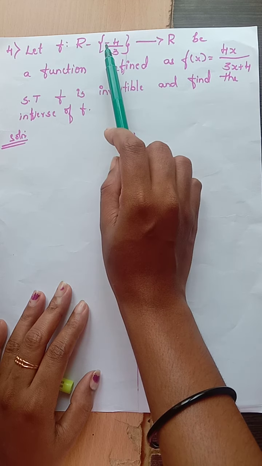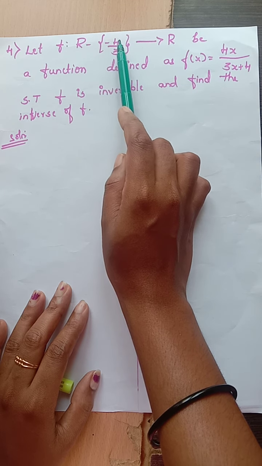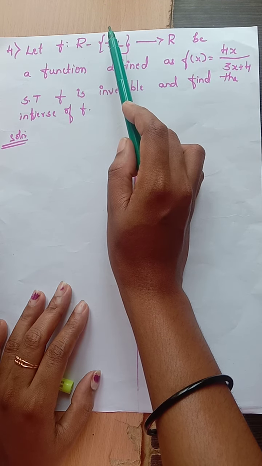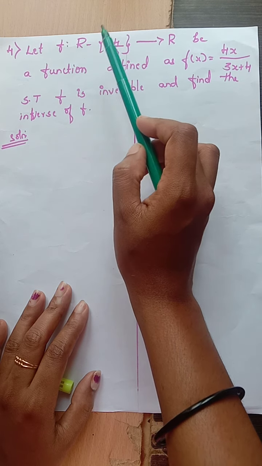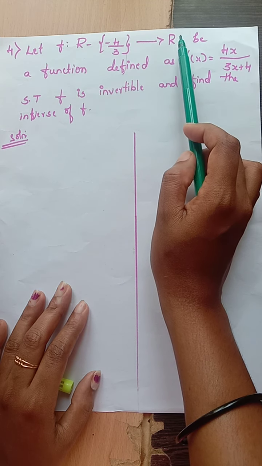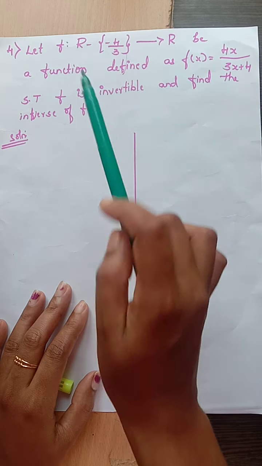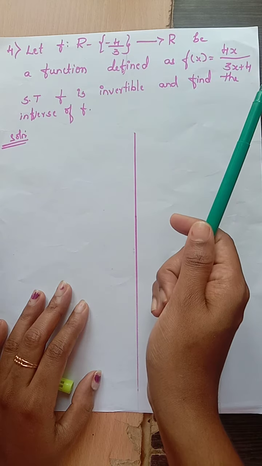Let f from R minus {-4/3}, the set of all real numbers excluding -4/3, so your domain contains all the real numbers except -4/3, and it goes to R, which is our codomain. Why are we excluding -4/3 from the set of reals? You will get the answer once we see the function.